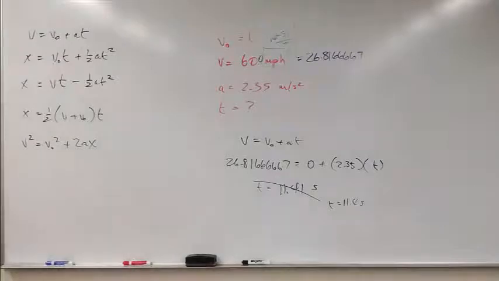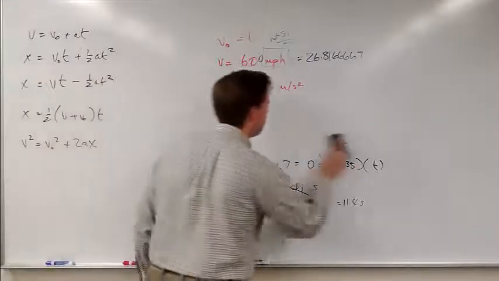Okay. All right, part B. A top fuel dragster can go from 0 to 60 in 0.6 seconds. Find the acceleration. Okay, that's kind of a different problem.